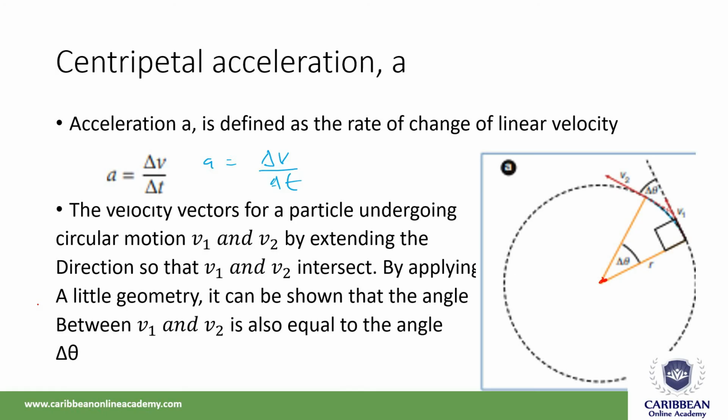All right, with that being said, we now want to look at what we call centripetal acceleration. But before we do that, let's recap what acceleration really is, because we have to understand it from this standpoint before we can derive it, because deriving it is going to be a little bit of a tedious part. Acceleration is defined as the rate of change of linear velocity, and as you can see on the screen, the acceleration is equal to change in velocity divided by change in time.